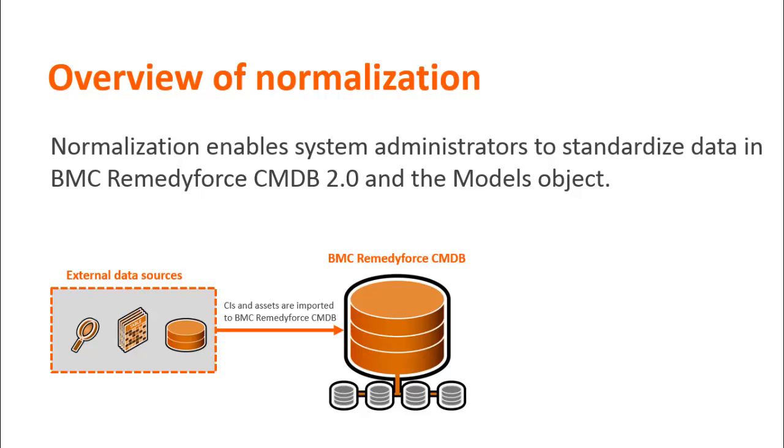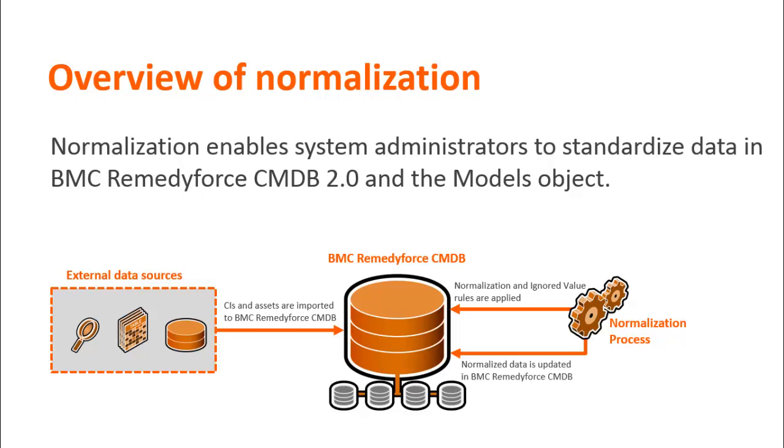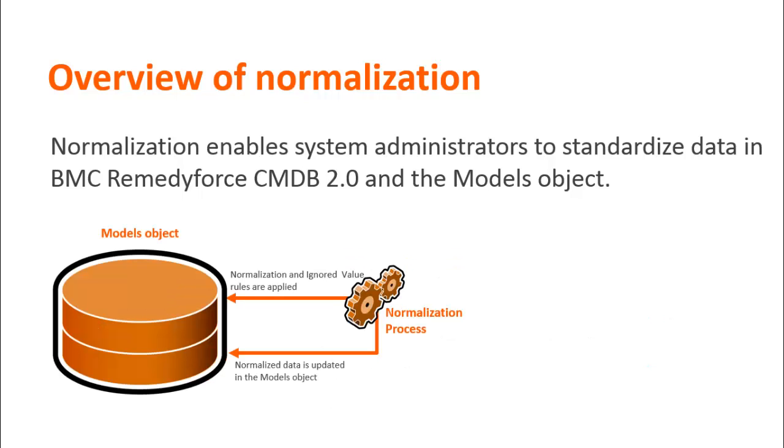For a single attribute, values imported from different sources might differ in format. The normalization process applies rules to this inconsistent data and then updates the normalized data in BMC Remedyforce CMDB. This process also applies to normalizing data in the models object. Let's look at an example of how normalization helps in standardizing data in BMC Remedyforce CMDB.